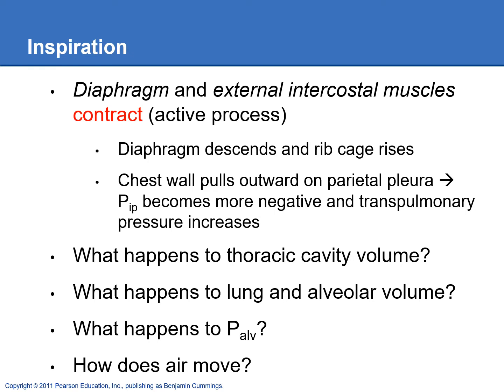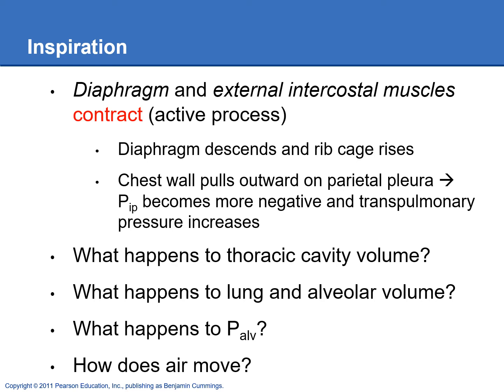So let's just take a look at what happens during inhalation. The diaphragm and external intercostal muscles will contract. It's an active process. The diaphragm will move down towards the abdomen. The rib cage will rise. And remember, the lungs are stuck to the inside of the chest wall by that negative interpleural pressure, and the lungs will expand along with the chest wall.